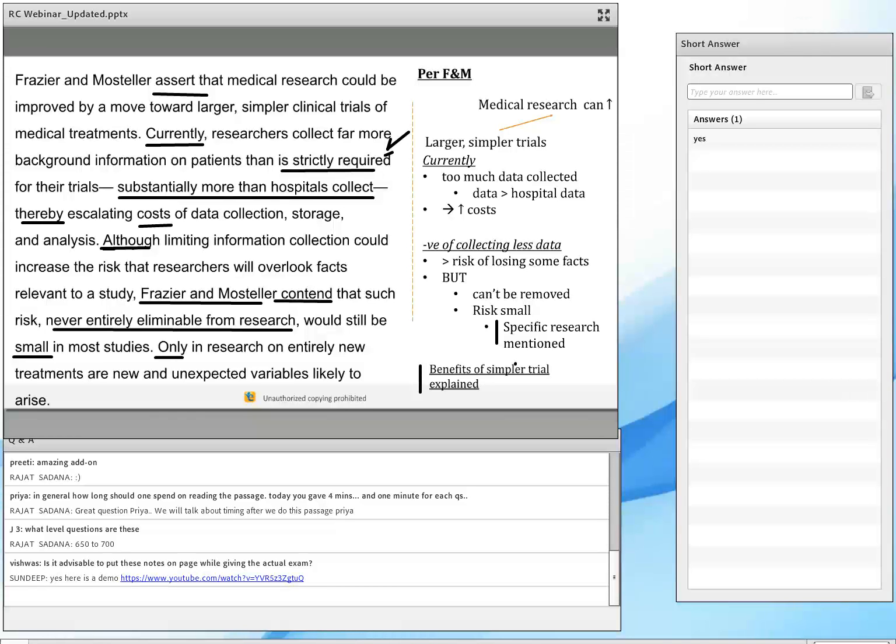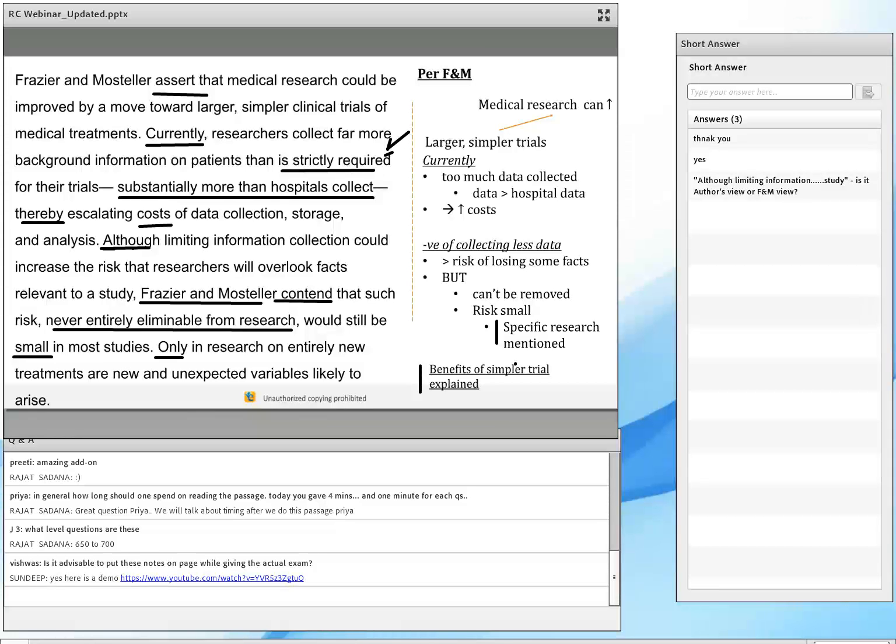Okay. So Sanath has a really good question: is this F&M's view or is this the author's view? So the benefits are from F&M. Why? Because the assertion comes from F&M. Okay, that's a great question.